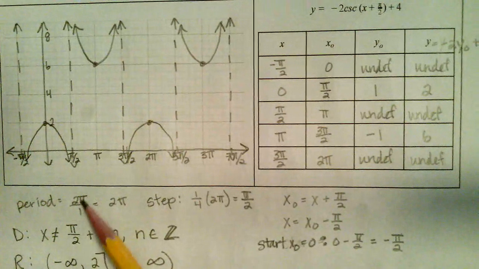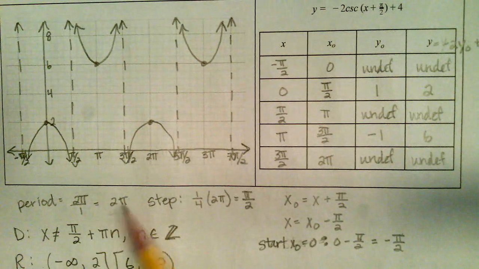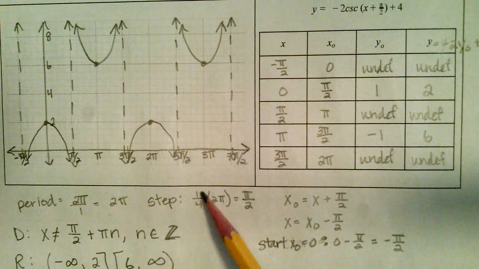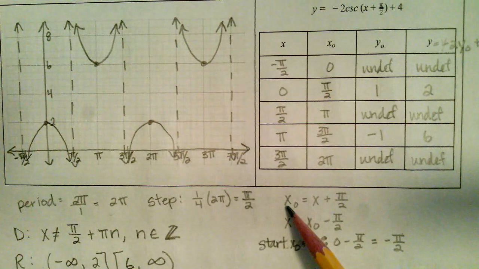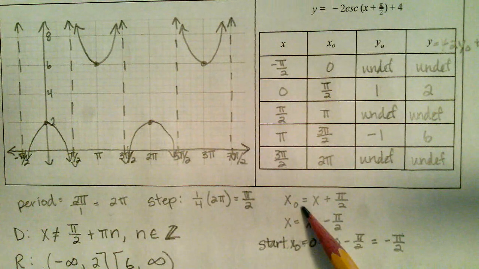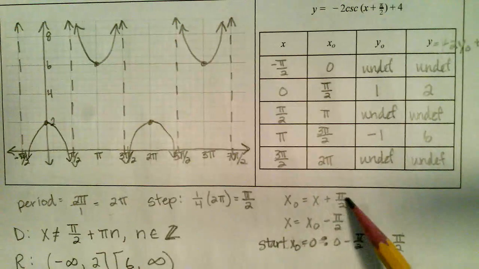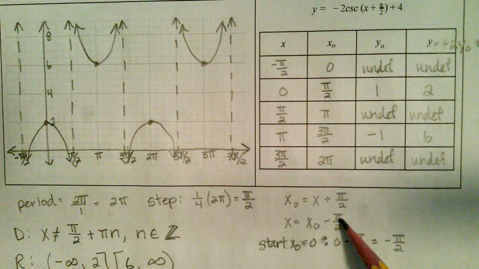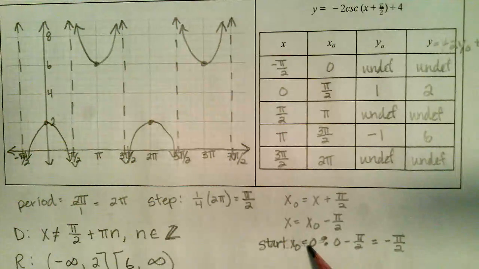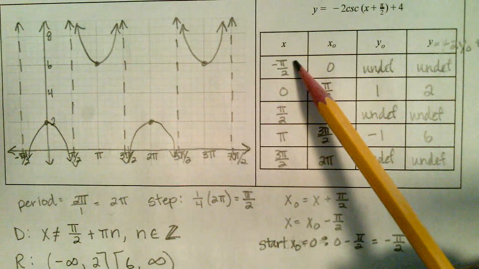My period is still going to stay 2 pi, because my B was 1. So my step is going to be pi over 2. Again, my original X is now X plus pi over 2. I solve for X, I get my original X minus pi over 2. My original start was 0, so 0 minus pi over 2 is negative pi over 2.